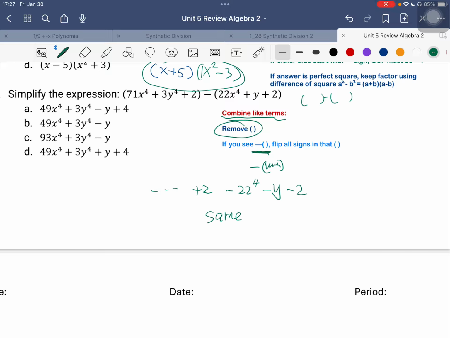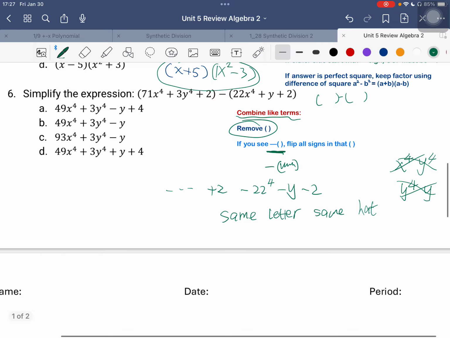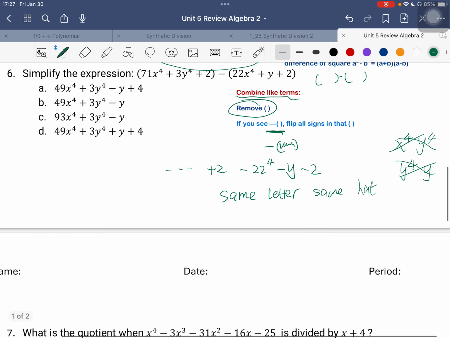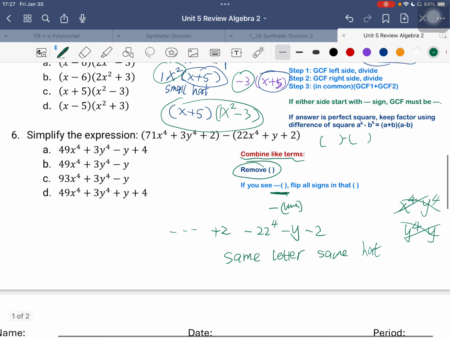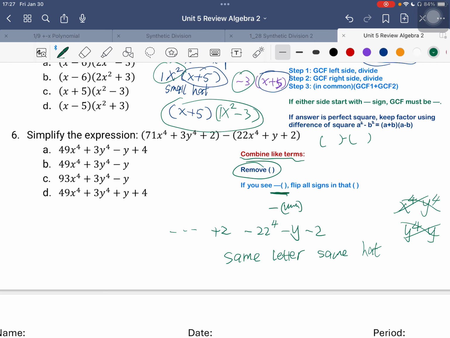Again, same letter, same exponent. Y4 and y cannot be combined. X4 and Y4 cannot be combined. Okay. Now finish question 6. The correct answer should be answer choice B.